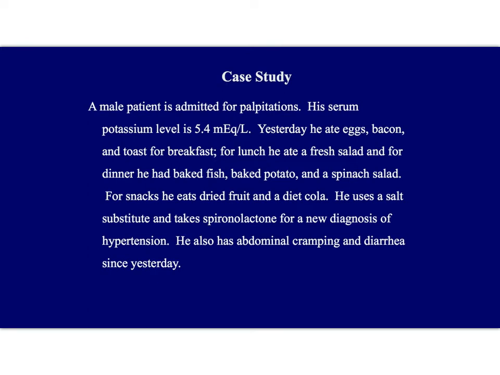Salt substitutes are made of potassium because they have a similar taste to sodium. And spironolactone is a class of diuretics that holds on to potassium. It's a potassium-sparing diuretic. And he also has abdominal cramping and diarrhea. That all fits our clinical picture for hyperkalemia.